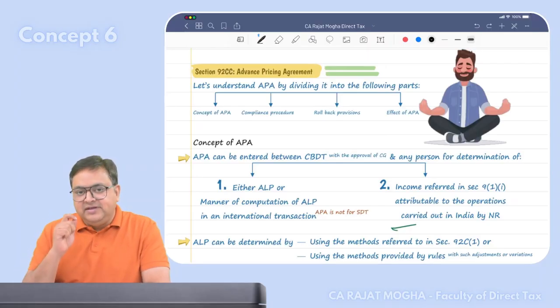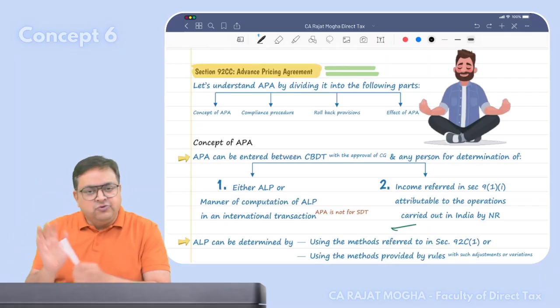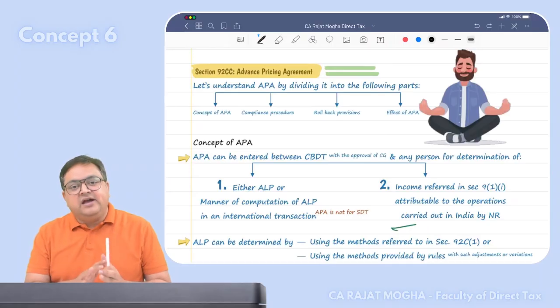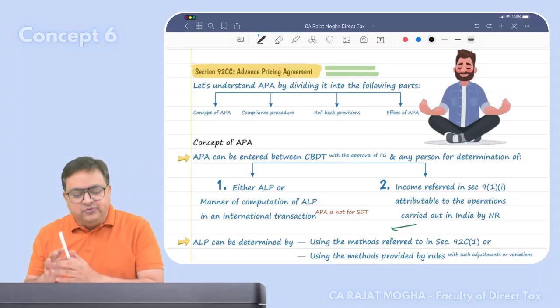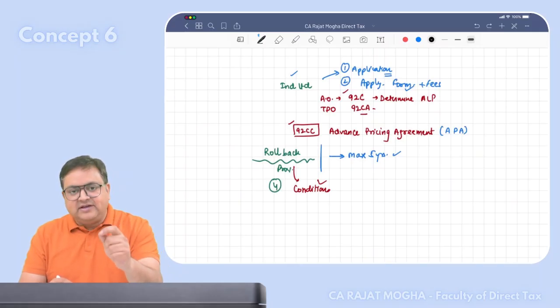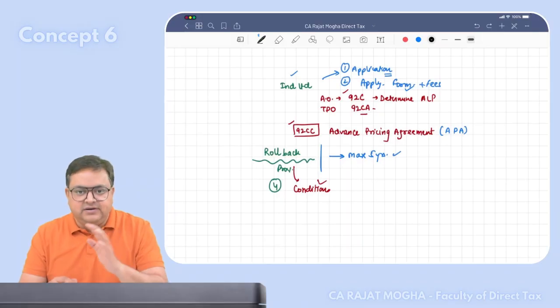But what they have done is a very good thing. They have said that there are some other transactions also, apart from international transactions. Let's say, for example, this is actually not the concept of this chapter, but still I'm discussing it. It is a concept of non-resident taxation.